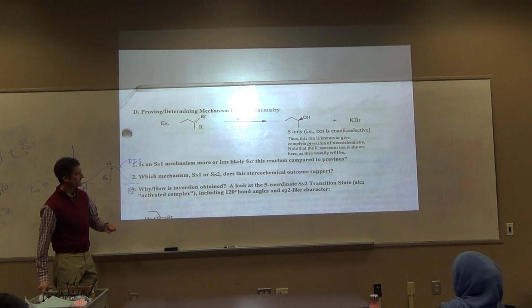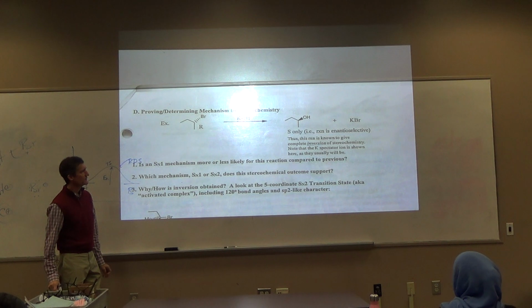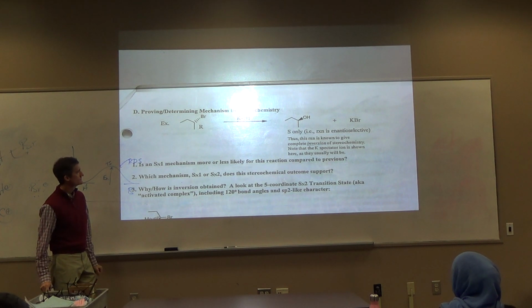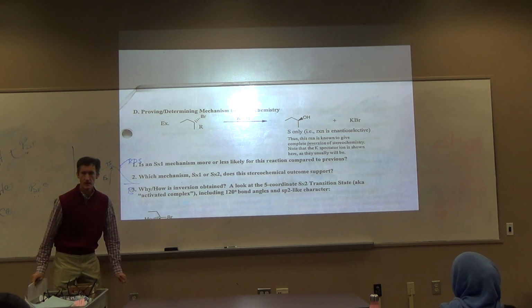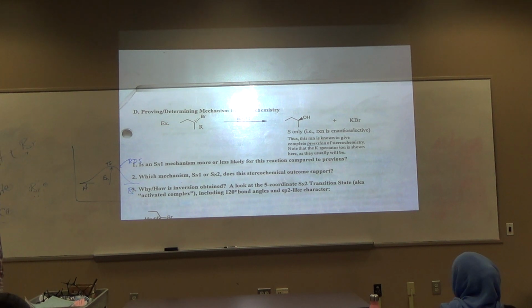Questions about this? First off, back to mechanism. Is an SN1 mechanism more or less likely for this reaction compared to previous? Less. SN1 more or less likely? Why do you say less likely? The previous one would have been a primary carbocation. SN1 involves making carbocation. If you make carbocation here, it would be secondary. Is that more likely or less likely than the previous example? More likely.